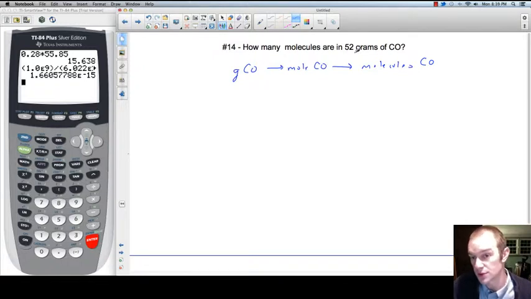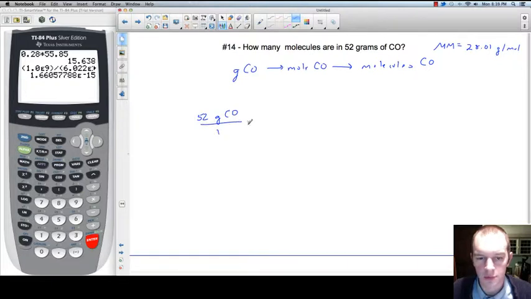So we need to first know what's the molar mass of CO. Well, the molar mass of CO is made of 1 carbon and 1 oxygen, so that's really easy because what we end up with is 12.01 plus 16.00, which is equal to 28.01 grams per mole. Okay, so that's the molar mass of carbon monoxide. So now we can say, okay, we got 52 grams of CO. We can put that over 1.